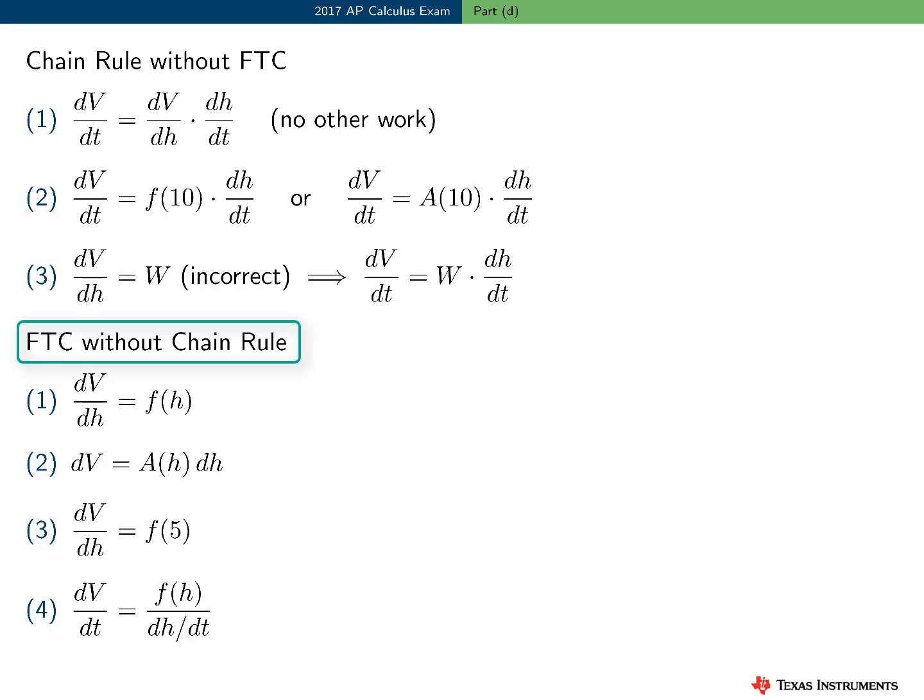Here are some examples of the fundamental theorem of calculus without the chain rule, and each of these is also worth 1 point. In the first 2 examples, there is sufficient evidence of the fundamental theorem of calculus. In example 3, with just dV/dh equal to f of 5 without any other work, we'll award 1 point for the fundamental theorem of calculus. And in the last example, I think we can see the FTC, but the chain rule is not properly applied.